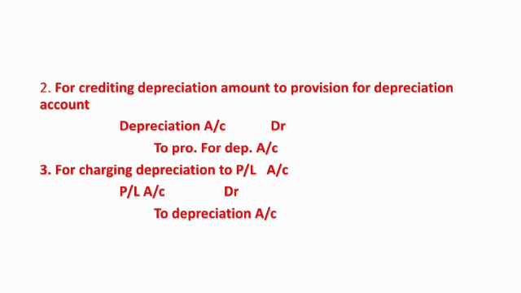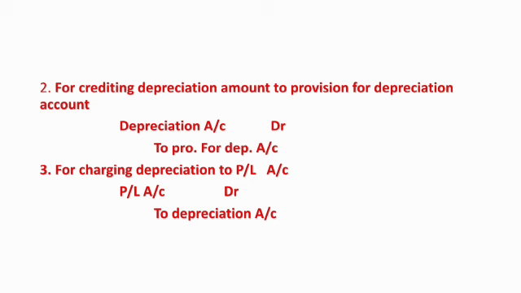Here the first entry we have to record only in the year of purchase. The next two entries are recorded at the end of every accounting period for the depreciation for that period. First entry only once, that is in the year of purchase, and the next two entries at the end of every accounting period. Okay, these are the entries to record the purchase of asset and for recording depreciation.